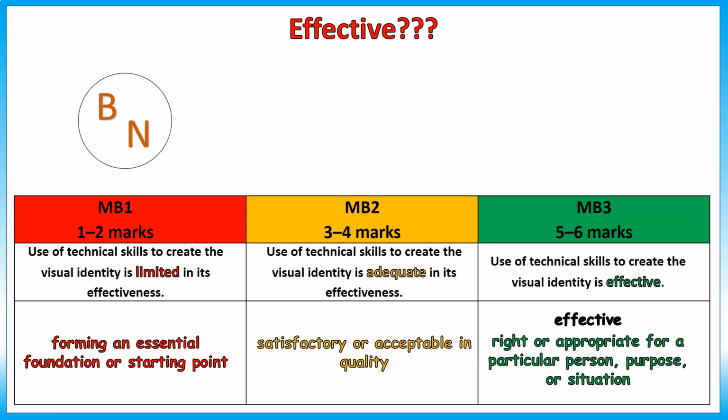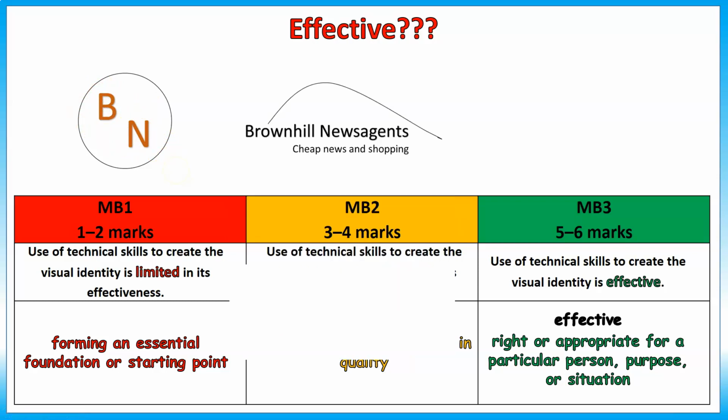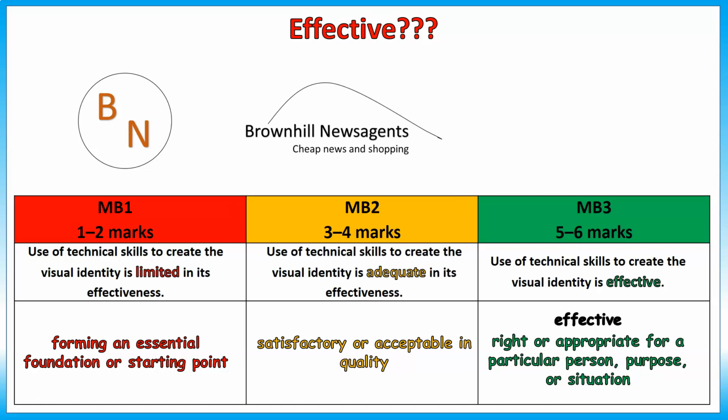So this one on the left hand side is basic. It's Brownhill Newsagents. You can't really tell what the company is because it just says B&N. And as we've discussed before, for a new company, that's not very good because you don't know what the company is. However, if we move on to example number 2, which is more adequate, you've got a shape which represents a hill, and it says Brownhill Newsagents, and it says cheap news and shopping. Now, we've applied text skills there because we've applied a strapline and we've applied the name of the company. Now, the company name stands out more than the strapline, which is good.